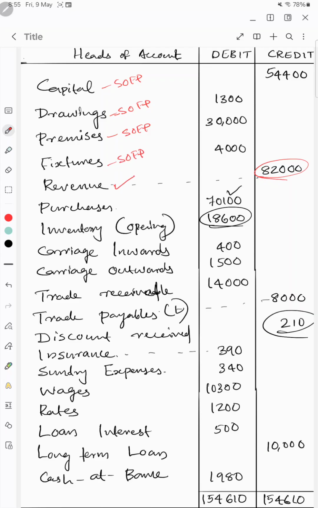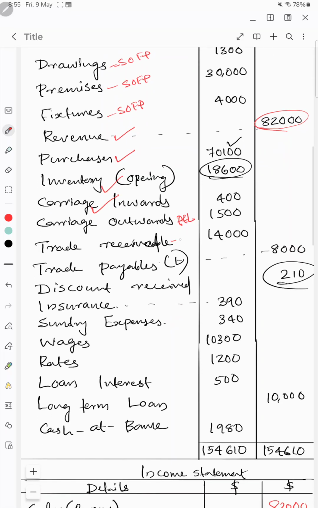Revenue we already took in the trading section. Purchases, opening inventory and carriage inwards are taken in trading. So carriage outwards is a profit or loss account section item. Trade receivable is an asset, so an SOFP item. Trade payable is a liability, an SOFP item.